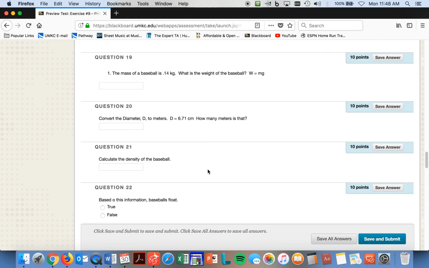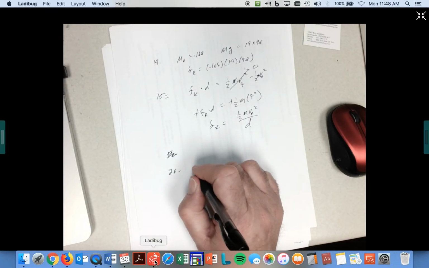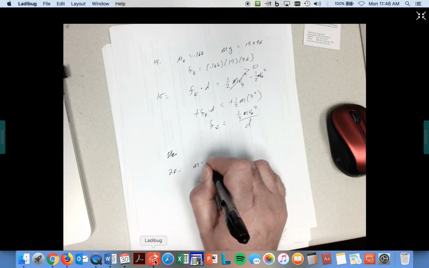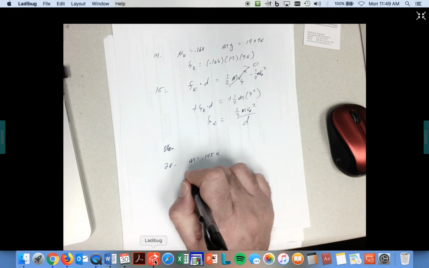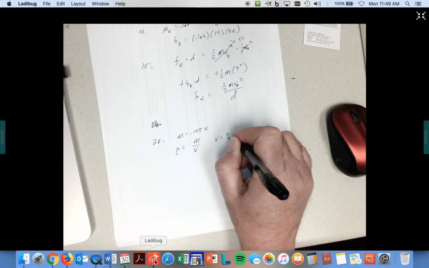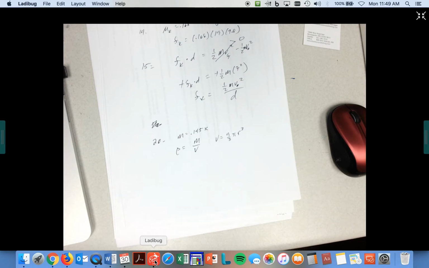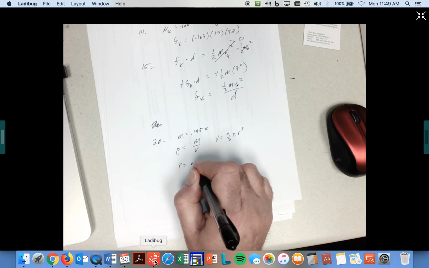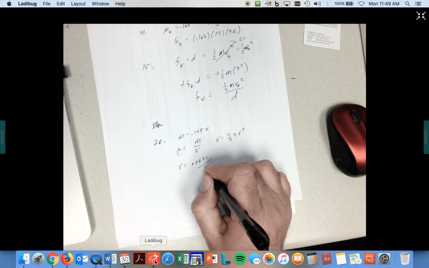Now, calculate the density of the baseball. Hold on. Here's where we're having issues. Problem 20 and 21. The baseball will float. But you've got to convert diameters. I forgot to tell you to convert it to find out what the radius is. So for problem 20, you know that the mass of the baseball is 0.145 kilograms. You know that the density is equal to the mass over the volume. Volume is equal to 4/3 pi r cubed. R is equal to 0.0671 divided by 2.